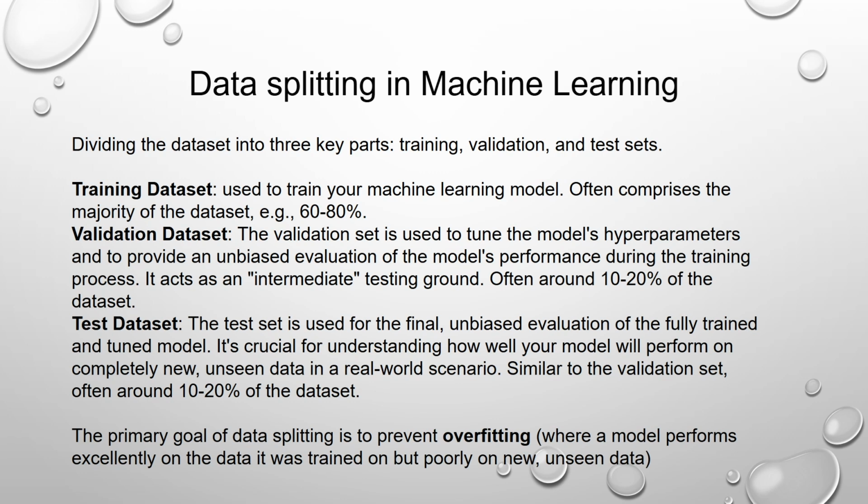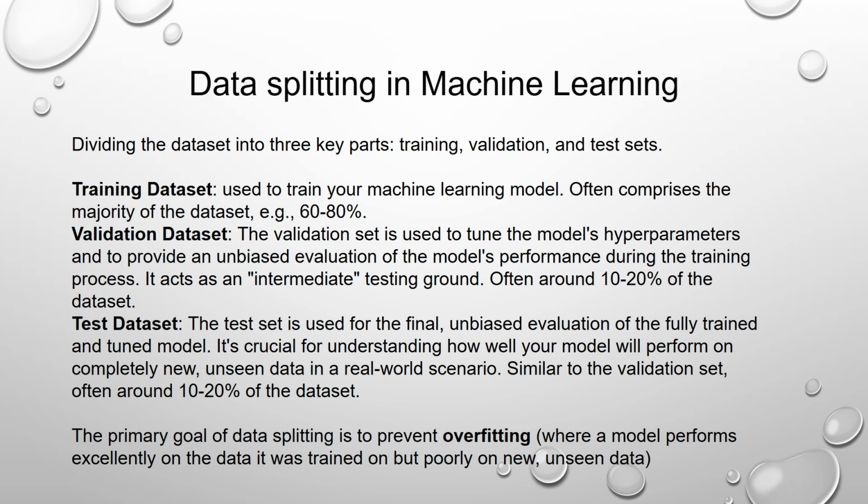And then there is the validation dataset. The validation dataset is used to tune the model's hyperparameters and to provide an unbiased evaluation of the model's performance during the training process. It can be considered an intermediate testing ground. We can provide 10 to 20% of our data as validation data.